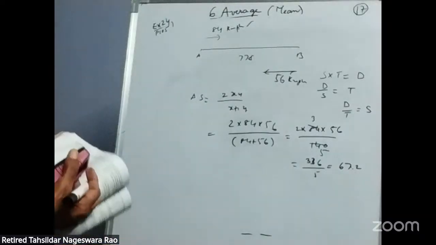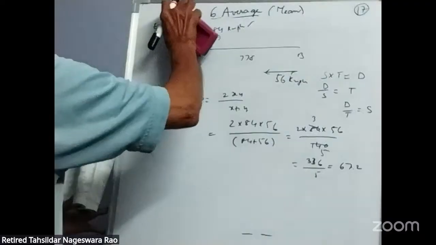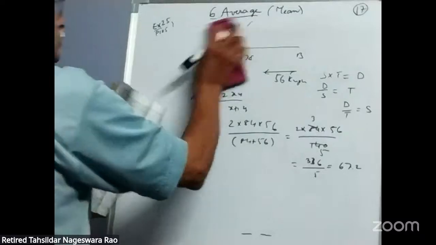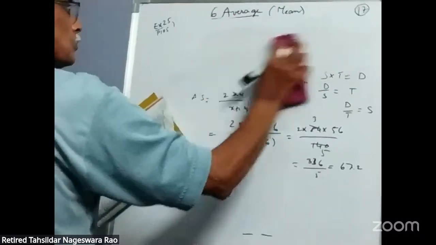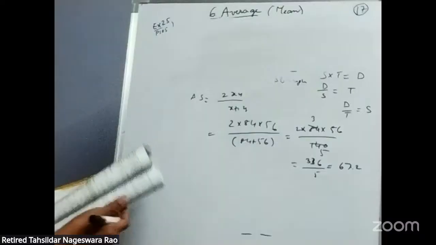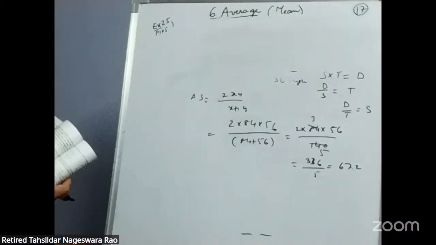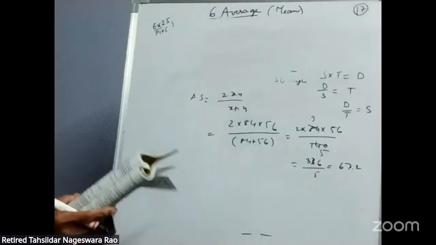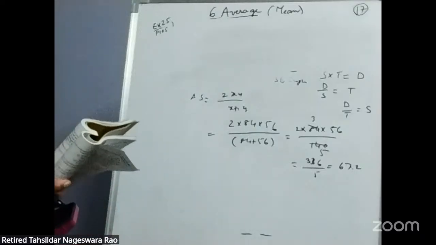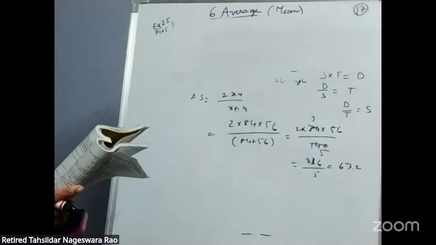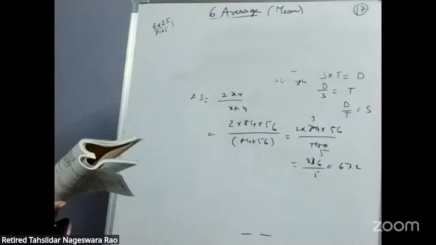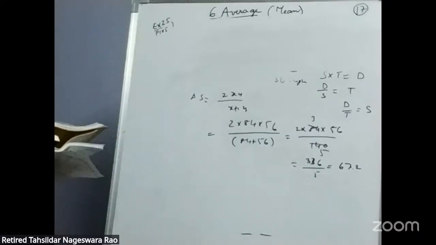Next question, 25. The average salary of workers of a factory is 6,000, while the average salary of 150 technicians is 12,000 and that of non-technicians is 3750. Find the total number of workers in the factory. That means technicians and non-technicians total he wants.